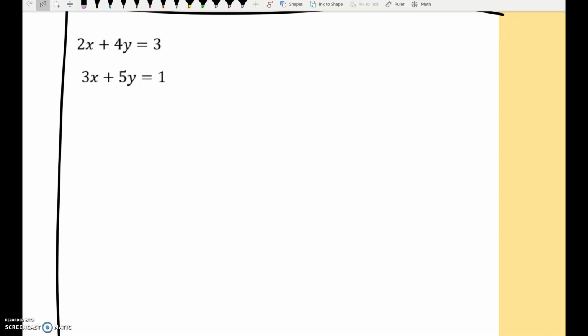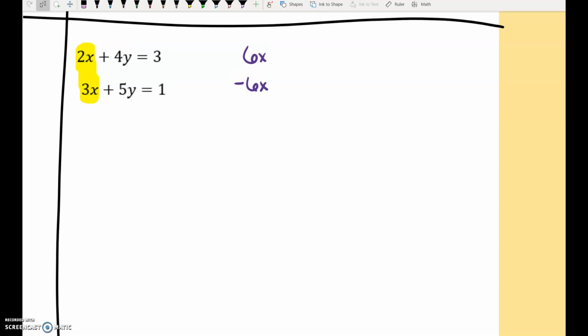Do we want to try to make the x's go away, or do we want to try to make the y's go away? If we want to make the x's go away, 2 and 3, we're probably going to be shooting for 6. If we want the y's to go away, 4 and 5, we'd be shooting for 20. 6 is smaller than 20, so let's shoot for 6. My goal is to have 6x and negative 6x because those would eliminate.